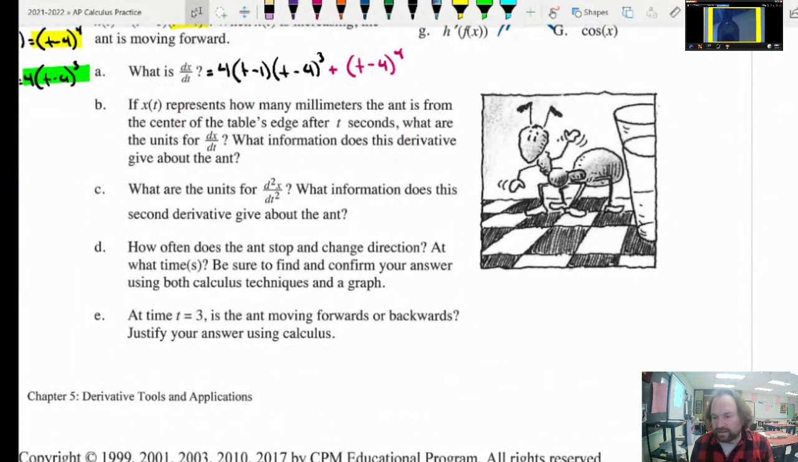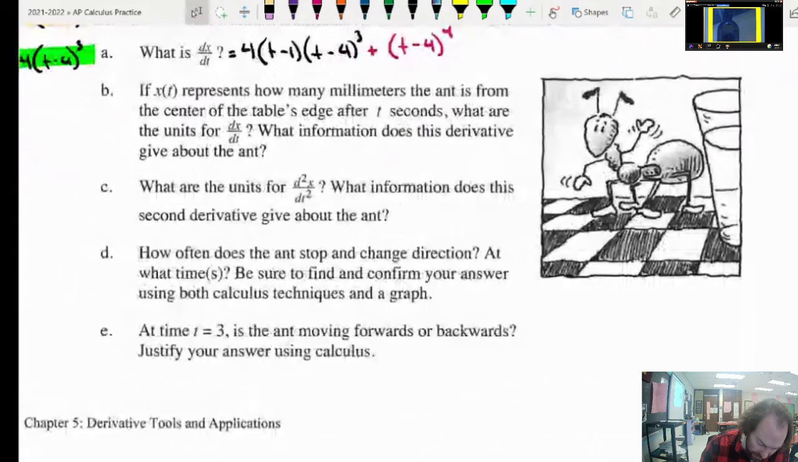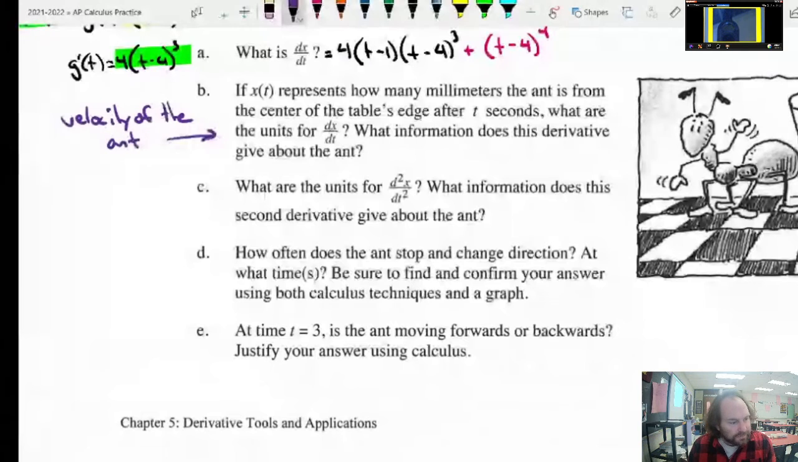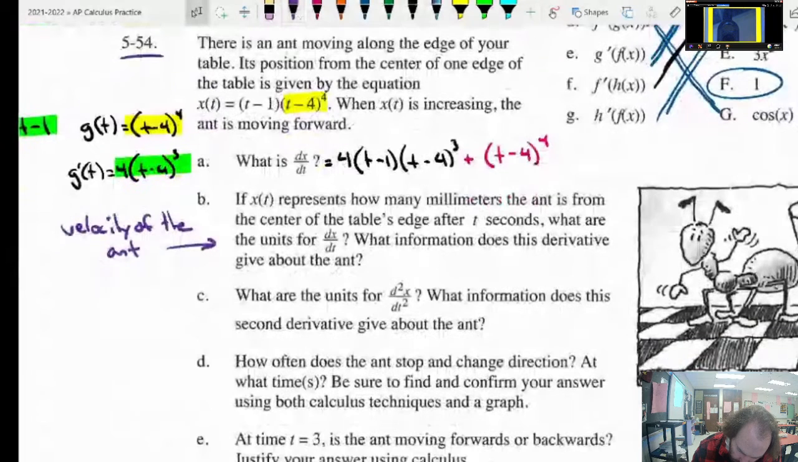So dx dt is the change in position over the change in time. Change in position over time, so that's the velocity. So dx dt, this is the velocity of the ant. And in general, the derivative of your position function always gives you the velocity function. That's the velocity of the ant. And I guess the units would be millimeters per second. Yes, millimeters per second would be the units.